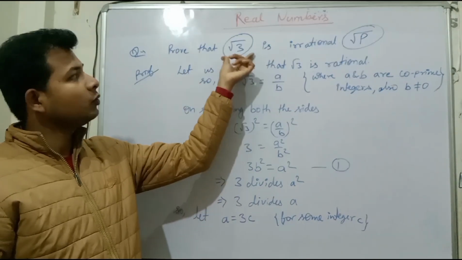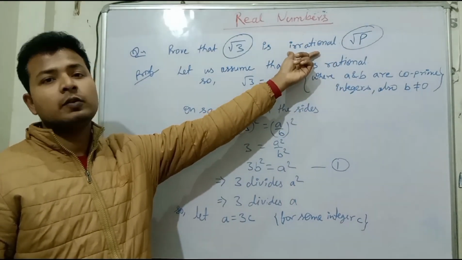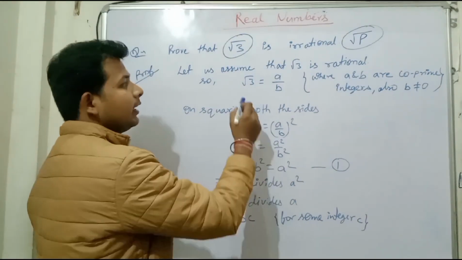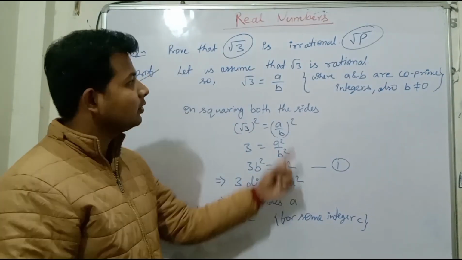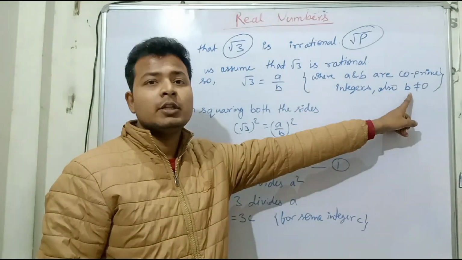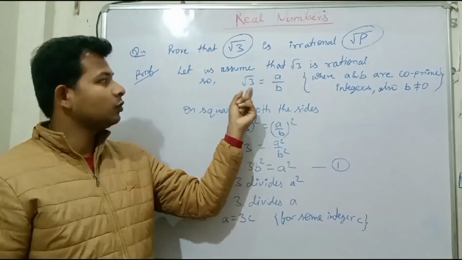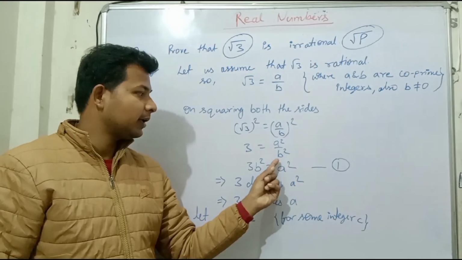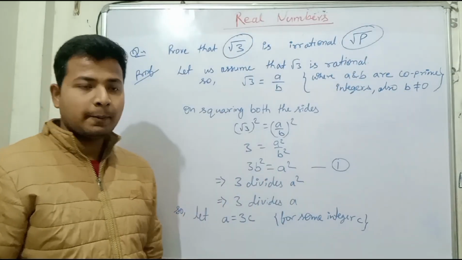First of all, we will assume that root 3 is a rational number, which is the contrary of irrationality. Now, if root 3 is a rational number, we can write root 3 as a upon b, where a and b are co-prime integers, and one more restriction is that the denominator cannot be equal to 0. On squaring both sides, root 3 square will be 3, and a by b square will be a square by b square. Now by cross multiplying b square to the LHS, it will be 3b square equals a square.